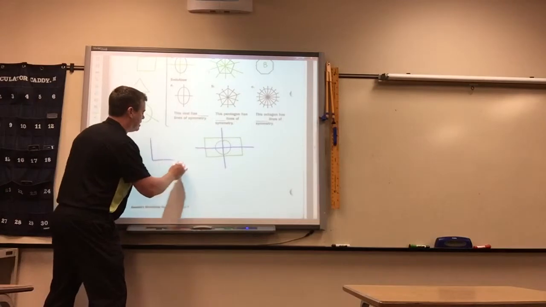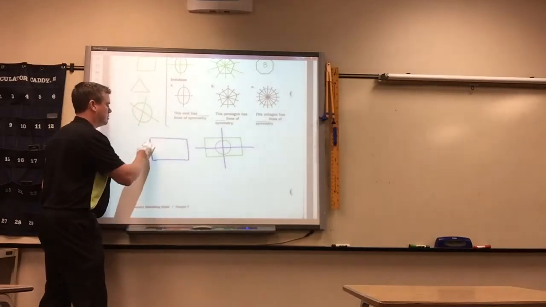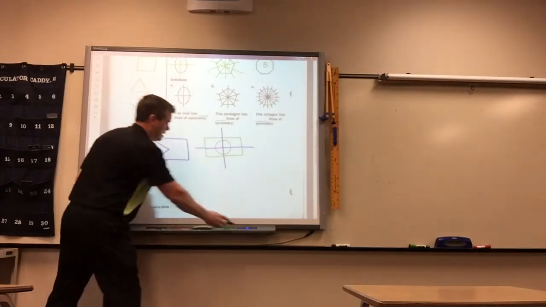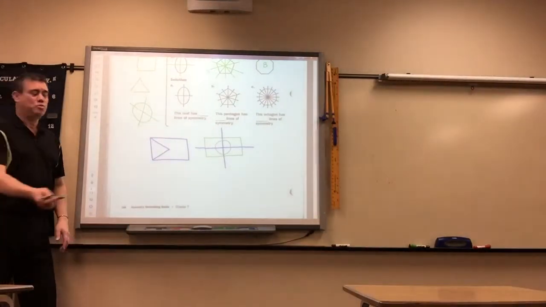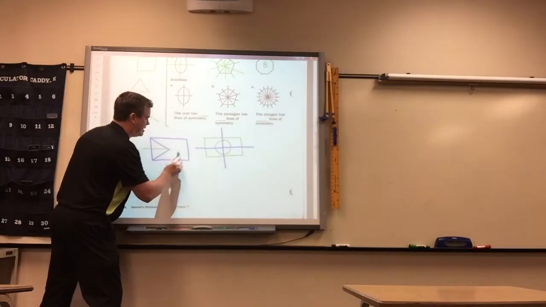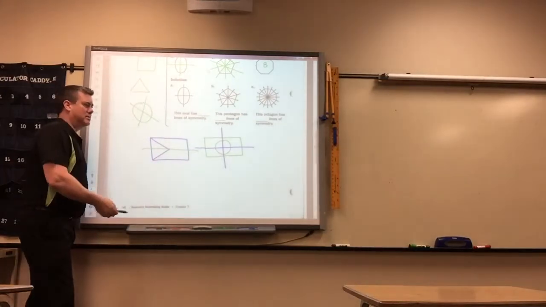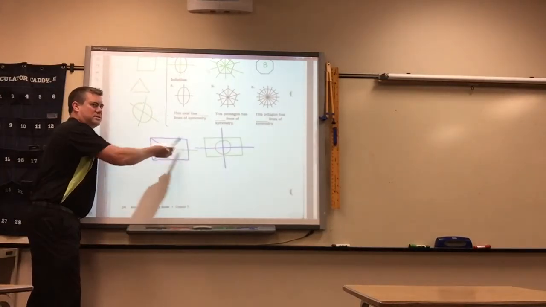If they had a flag like this, how many lines of symmetry would this flag have? Just 1. The only way I could cut it exactly in half is right there. You can't cut it this way because then it's not the same on each side.